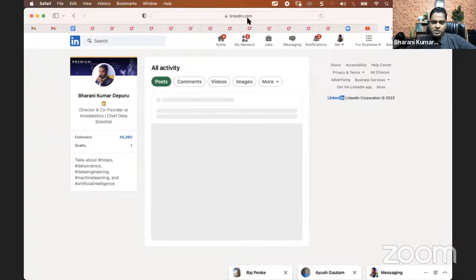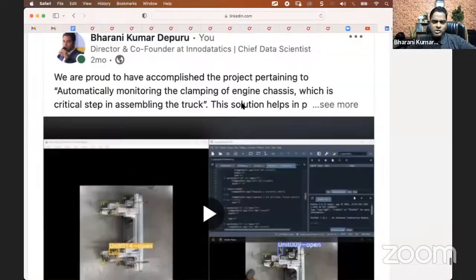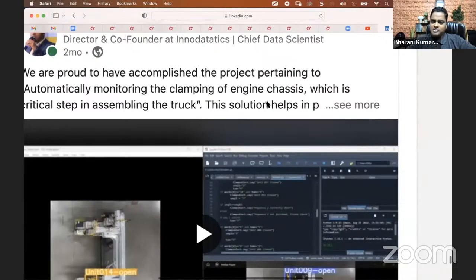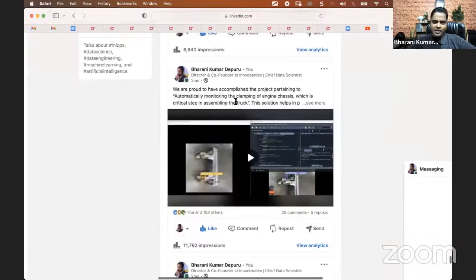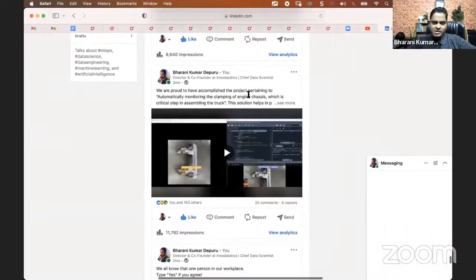This is called Murphy's Law. I should have opened these things up front and kept it handy, but just give me one quick moment. And then we will look at your questions also post that. Okay, here we go. So this is a project which we have done for Volvo, right? And this is called an image recognition project.